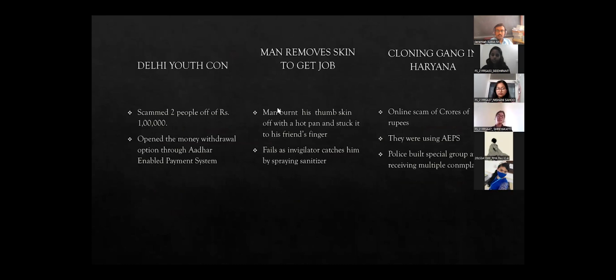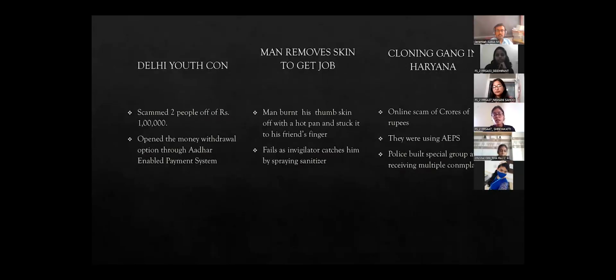Good morning, everybody. So let's take on some more examples just to show that the occurrence of such cases is not rare even in India. Starting with the Delhi youth con, a 19-year-old person scammed two people of rupees 1 lakh. This was done by misusing Aadhaar details like fingerprints, as he opened the money withdrawal option using the Aadhaar-enabled payment system.